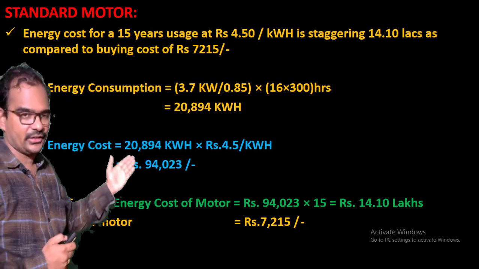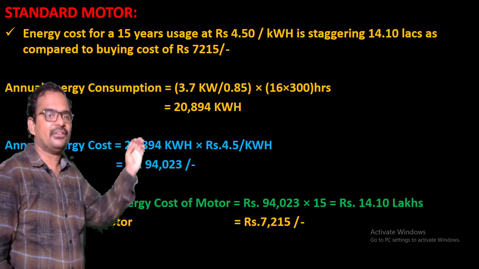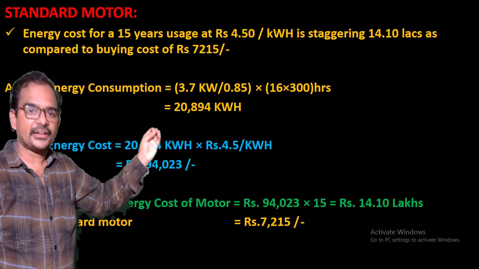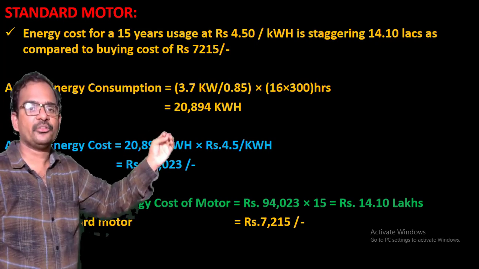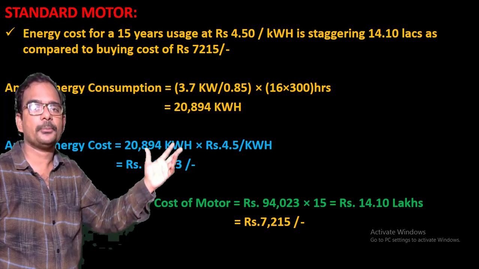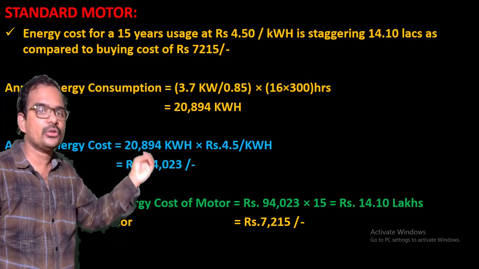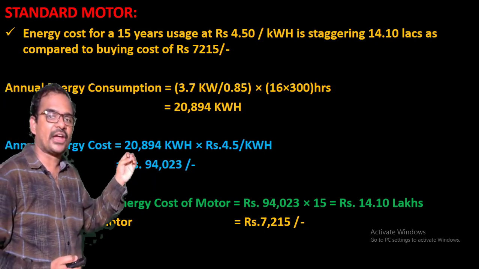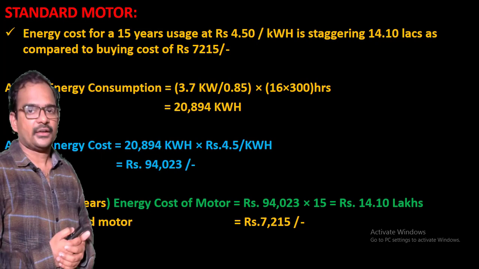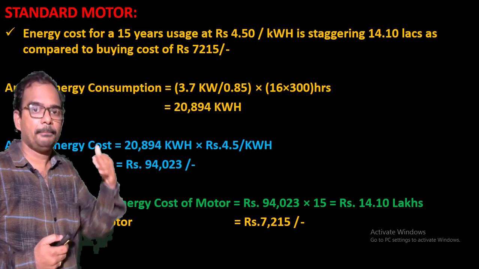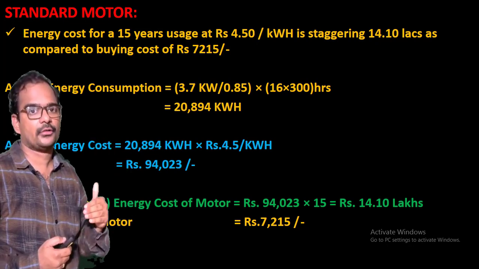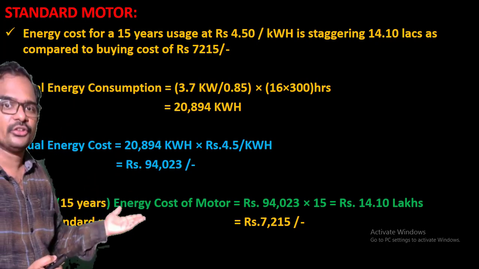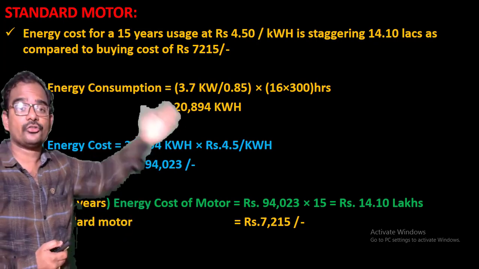Now let's take a standard motor. In this case, I am giving a statement and then I will prove it. The energy cost for 15 years of usage of a standard motor at 4.5 rupees per kilowatt hour is a staggering 14.1 lakhs, as compared to the buying cost of 7,215. You can see the cost of your standard electric motor is 7,250, right? But the energy bill which you pay for this motor over its lifetime of 15 years is 14 lakhs. Where is your 7,000 initial cost, and where is the energy cost you are paying for it?